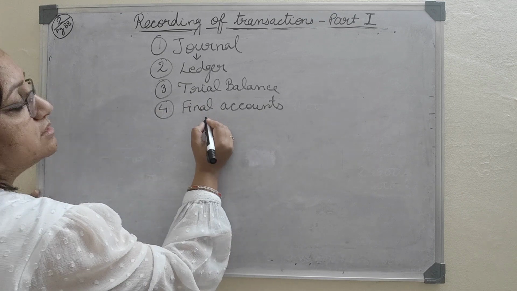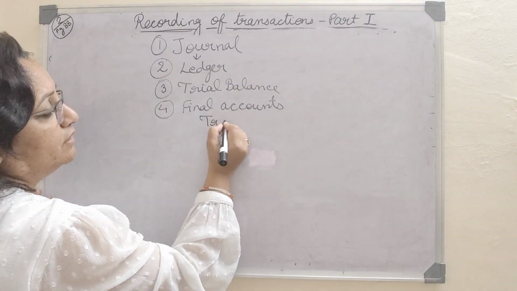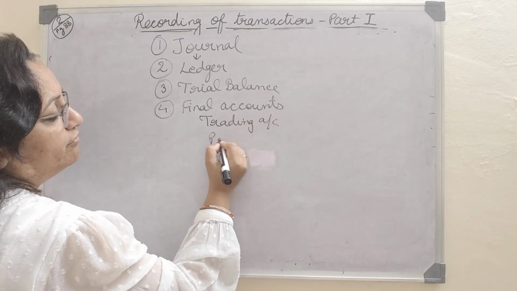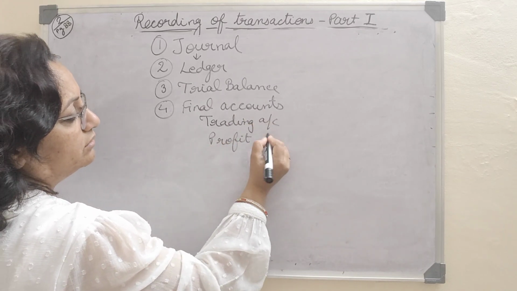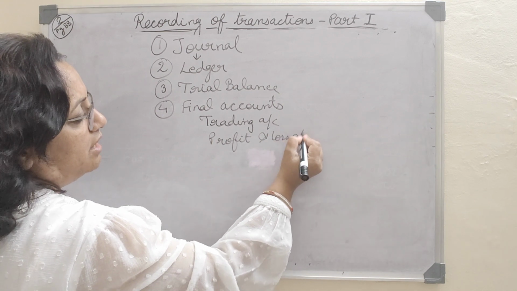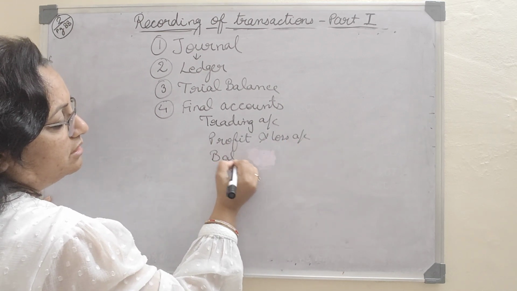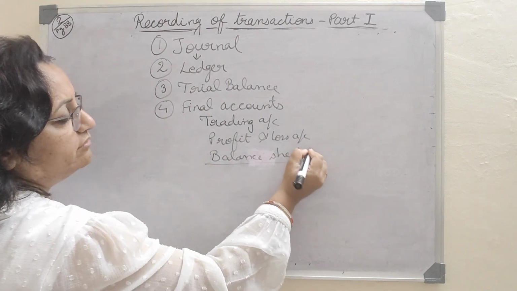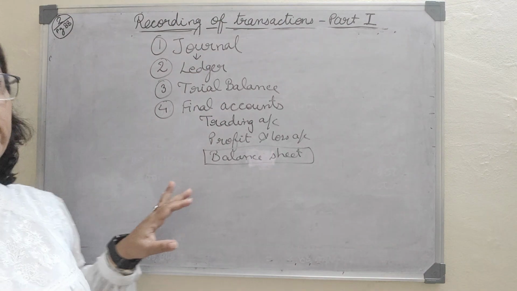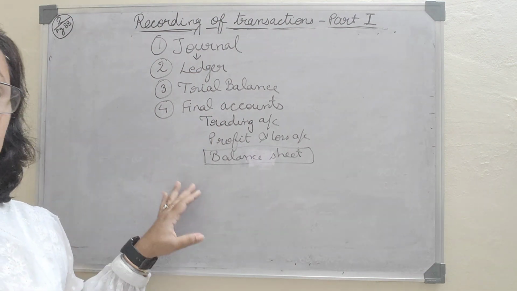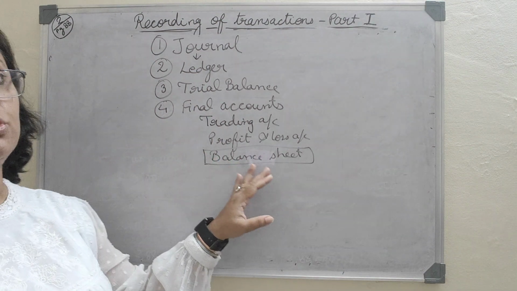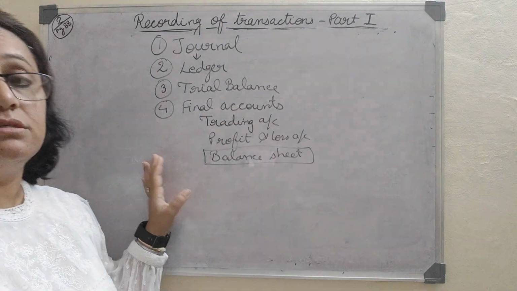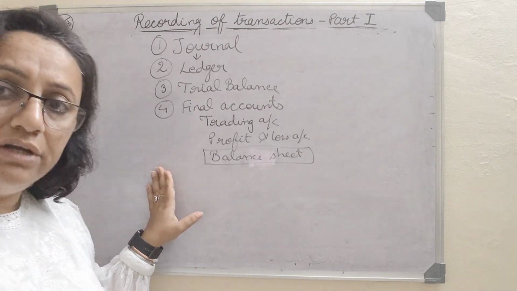Final accounts consist of trading account, profit and loss account, and balance sheet. See, this was actually the last step which I logically believe should have been taught to you later. But because of the concept of accounting equation, balance sheet was introduced to you at the first. This is the basic, please, I want every student to remember it.